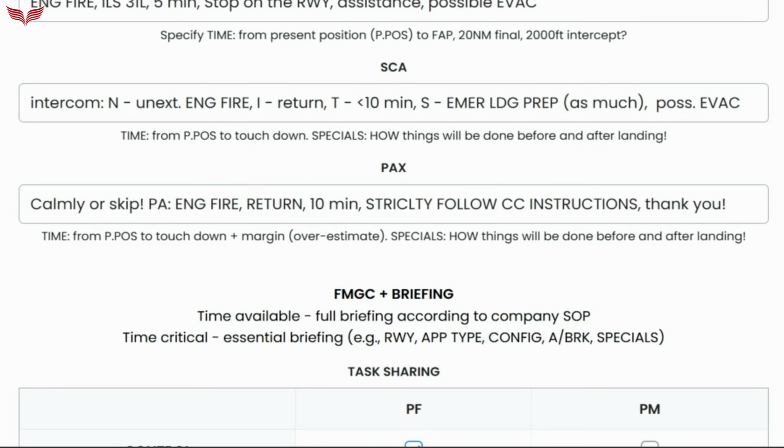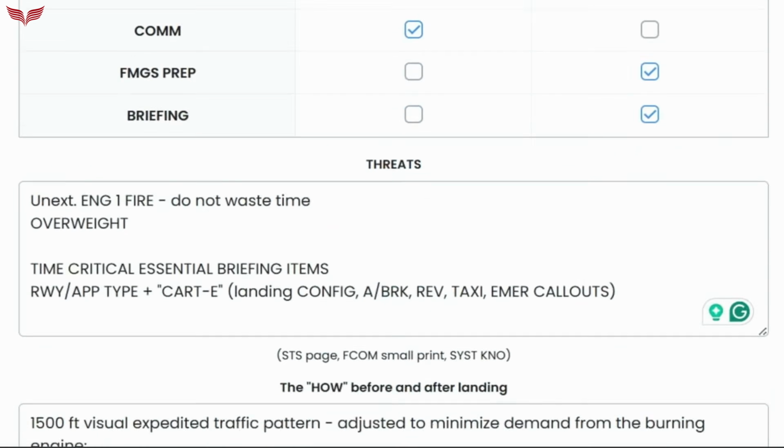Passenger announcement: calmly or skip it. Ladies and gentlemen, from the flight deck, your captain speaking. We have an engine fire and will return to the departure aerodrome. We will be on the ground in approximately 10 to 15 minutes. The situation is under control. Please strictly follow the cabin crew instructions. Thank you. FMGS preparation. Very little to do.